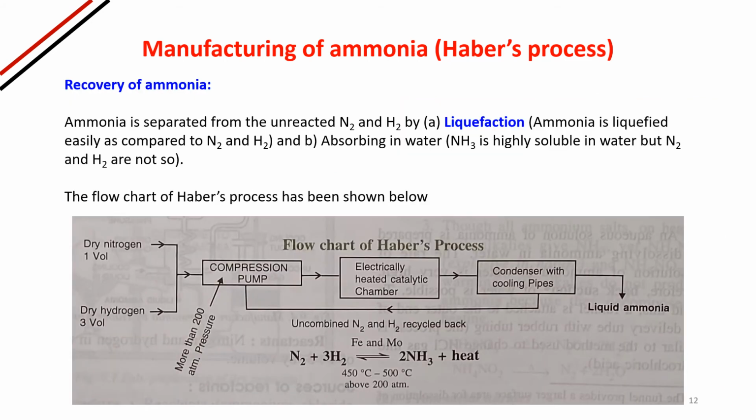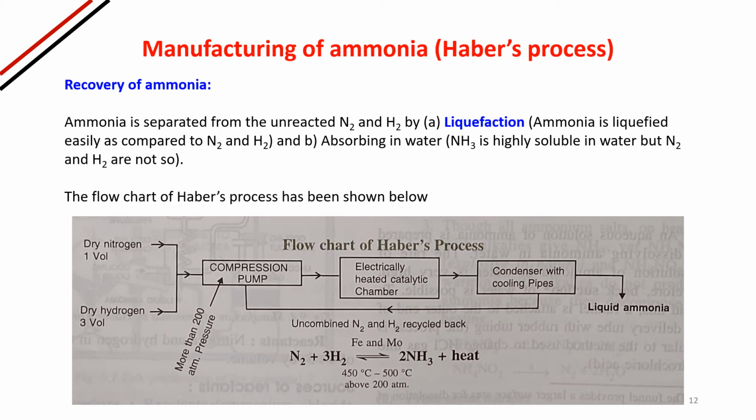Recovery of ammonia. Ammonia is separated from the unreacted nitrogen and hydrogen by two methods. One is liquefaction: ammonia is liquefied easily as compared to nitrogen and hydrogen. And the second one is absorbing in water. Ammonia is highly soluble in water, but nitrogen and hydrogen are not.